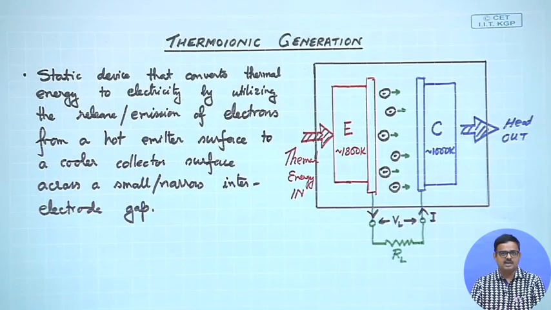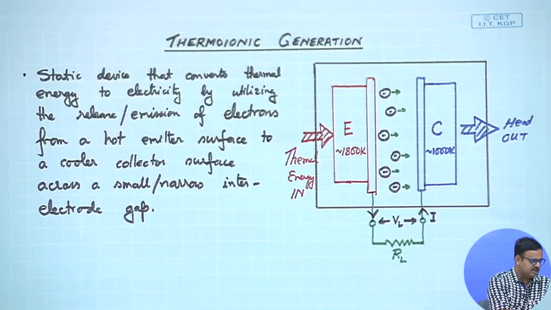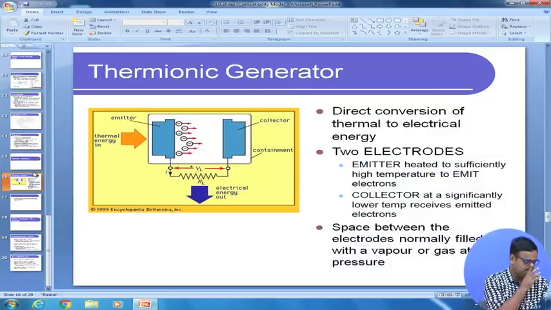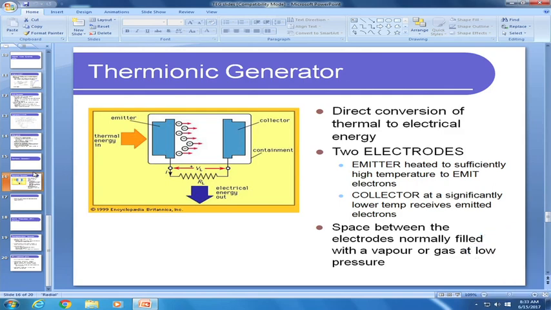So, again if I look at it as a black box, what happens is the following, and let us look at this slide also here. Which is similar to what I have drawn. So, we have thermal energy in, and this is inside a container with a small gap, which is also exaggerated here. There are two electrodes: one is the emitter, which is sufficiently heated to a certain temperature so that it emits electrons, and the collector is at a significantly lower temperature so that it receives the emitted electrons, and as the emitted electrons get collected on the collector surface, it gives up heat.